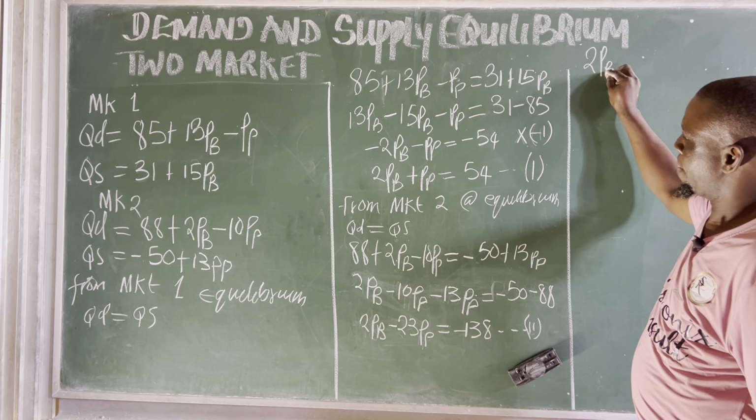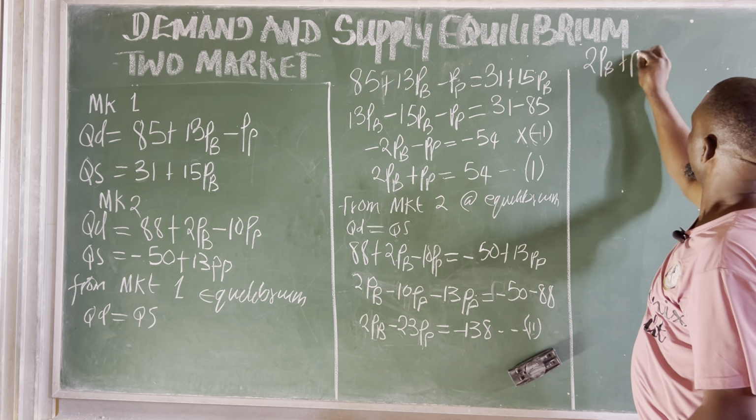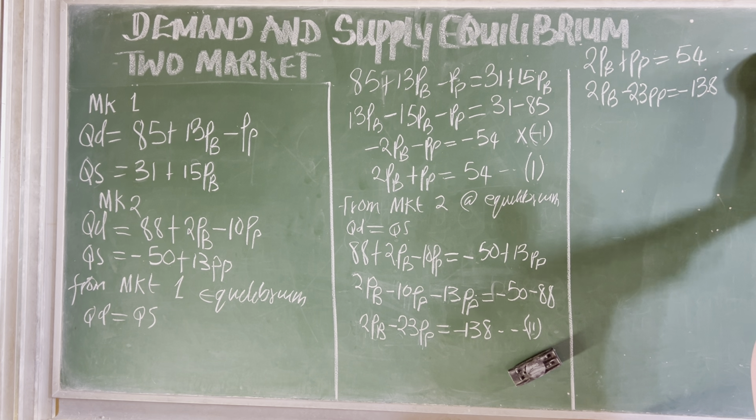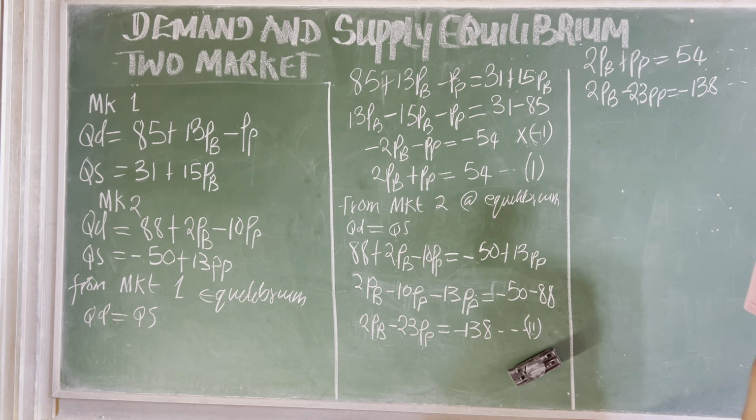2PB plus PP is equal to 54. Equation 2 is 2PB minus 23 PP is equal to minus 138. Now, when we have this is equation 1 and this is equation 2, we can solve this simultaneously.